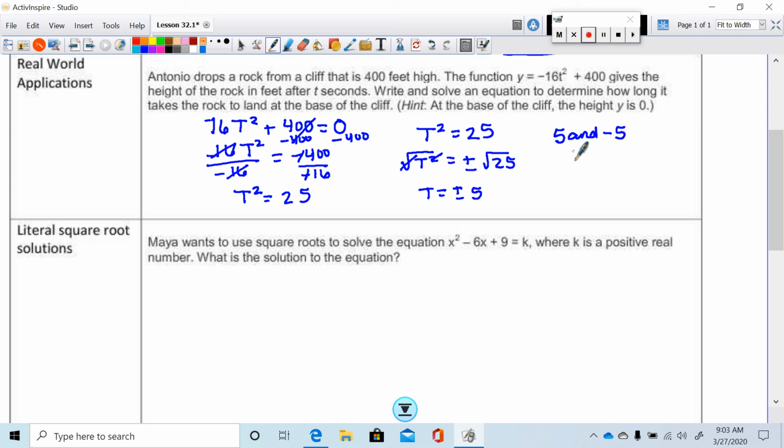However, in a real world application, you got to be careful. We cannot have a negative, we're solving for t, we can't have a negative number of seconds. So in a real world application, most of the time, the positive answer is your answer. So 5 seconds is how long it took.